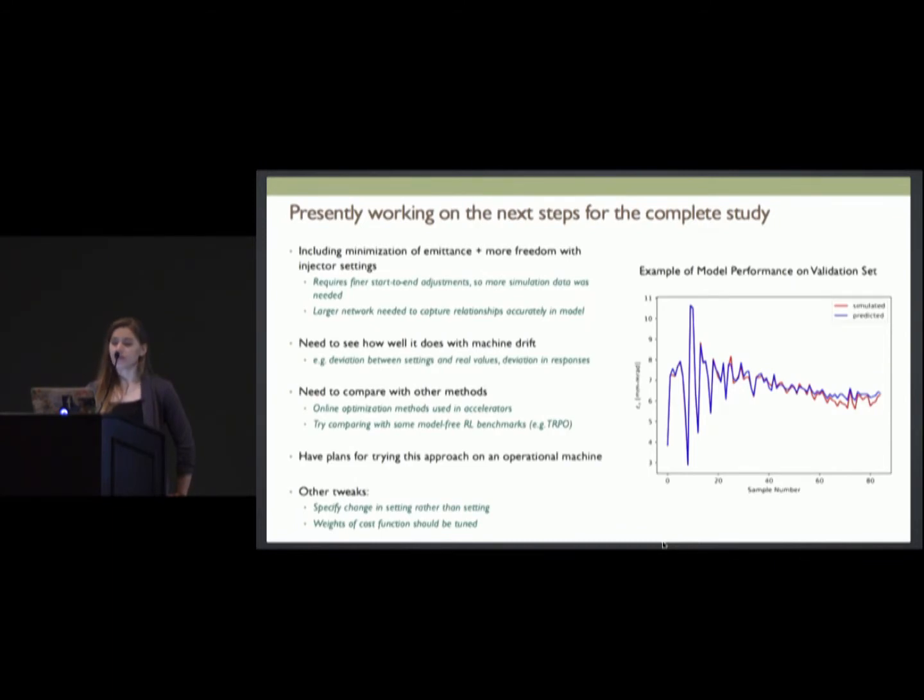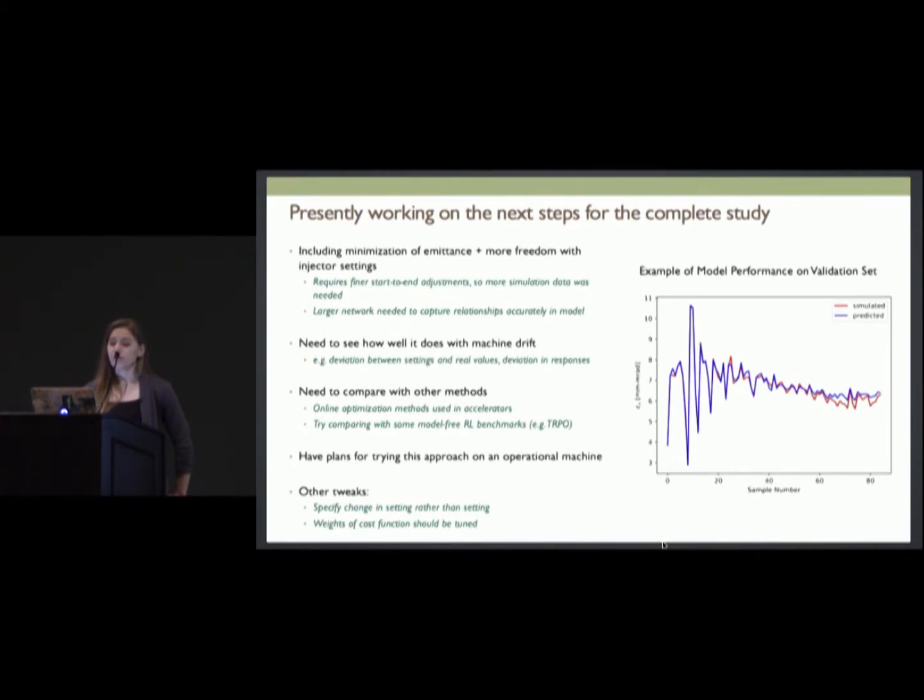And another critical thing is assessing how well this actually performs when we do have drift in machine behavior. So this can be things like there's a deviation between the settings that you're issuing and what the real values end up being, or maybe the responses from the beam are a little bit different for some reason. So that's a critical element of that.